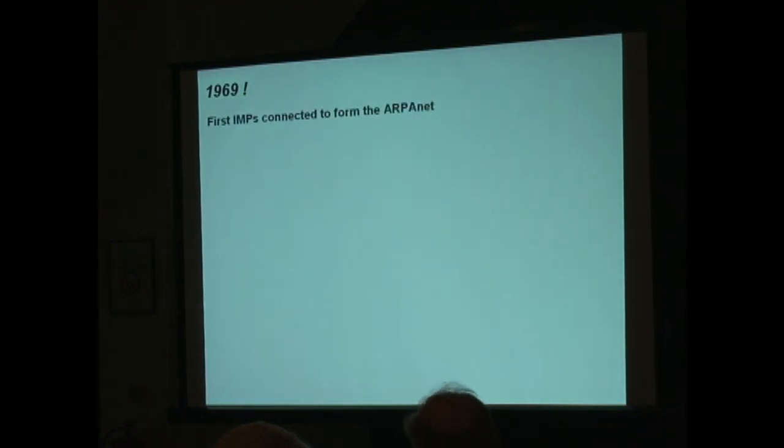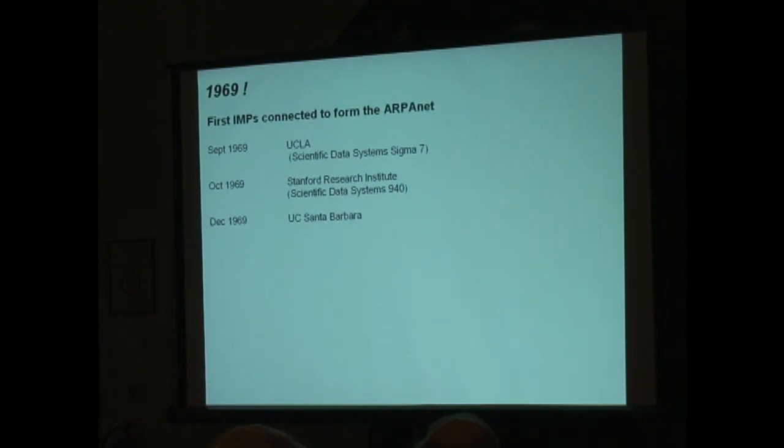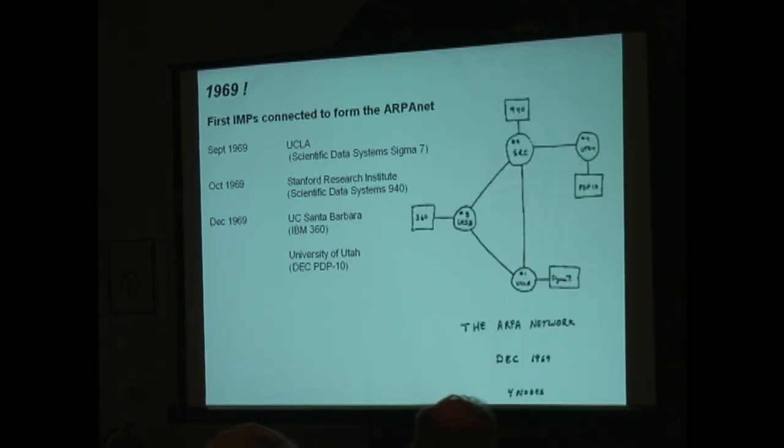And in 1969, these first message processing machines were connected to form ARPANET. UCL, their Scientific Data Systems Sigma 7, in September. In October, the Stanford Research Institute connected theirs, and the University of California at Santa Barbara followed in December with their 360, and the University of Utah with their DEC PDP-11. And they formed ARPANET. This is the iconic diagram which I'm sure many of you have seen: the first ARPANET network, December 1969, connecting those four computers together.